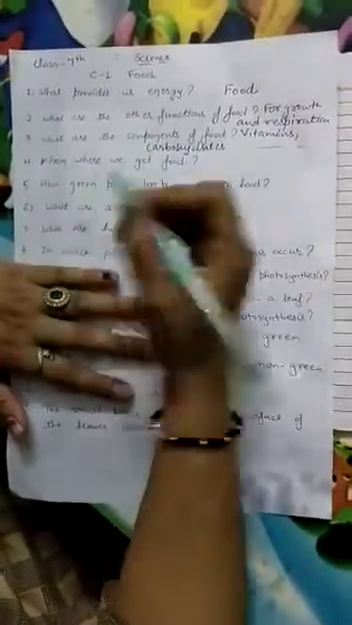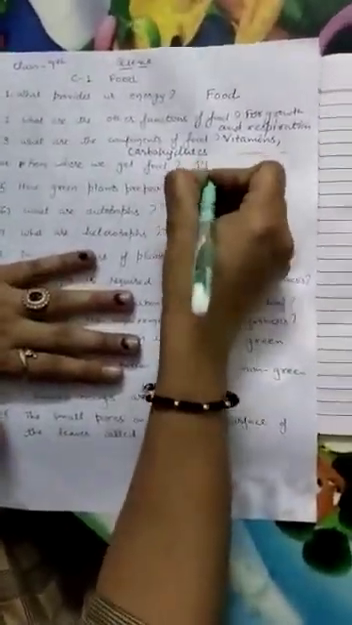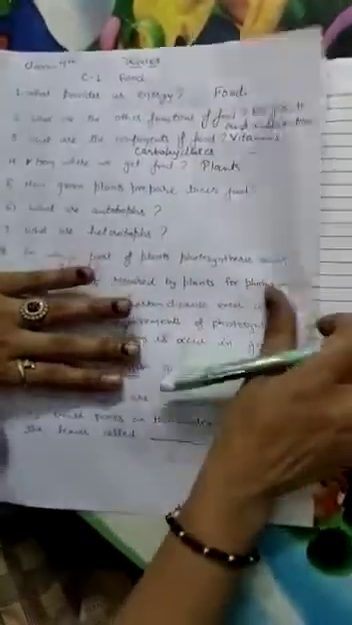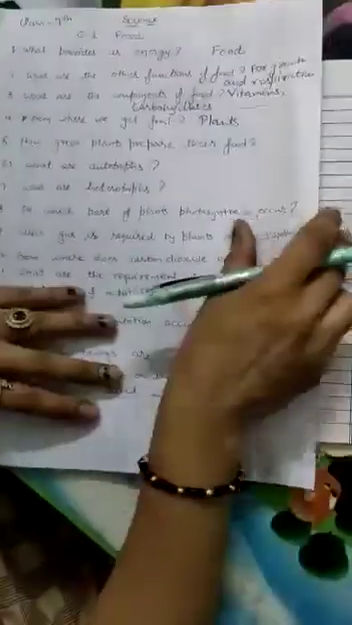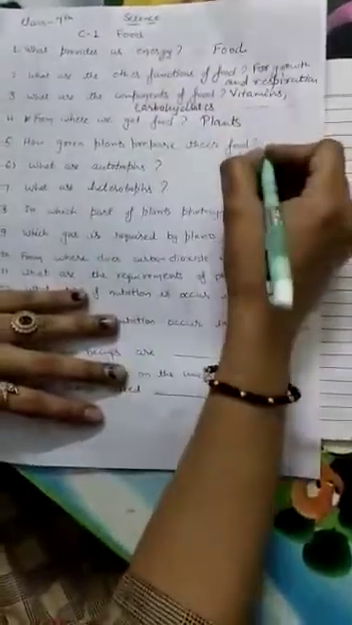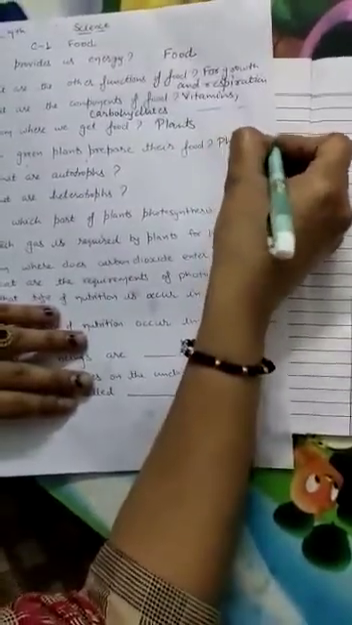Now, from where are we getting our food? We are getting our food from the plants. How do green plants prepare their food? By photosynthesis. There is one process. Which is that process? Photosynthesis.